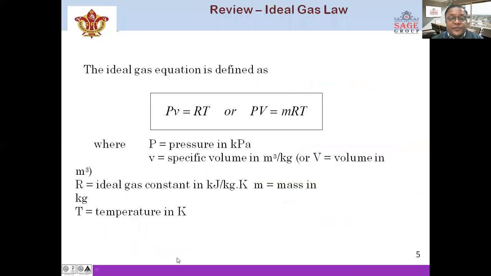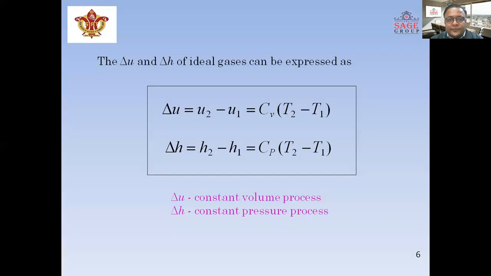The ideal gas equation was already discussed in the class. It is called Pv = RT, where v is the specific volume in meter cube per kg. If the volume is in meter cube, it is called PV = mRT, where P is the pressure, V is the volume, m is the mass of the air or gas, R is the characteristic gas constant, and T is the temperature in Kelvin.